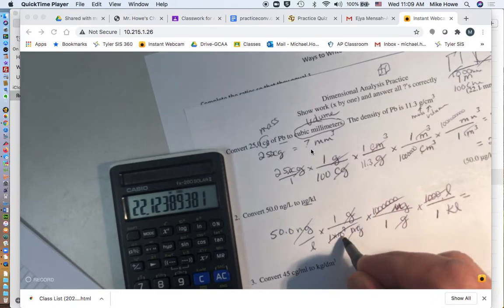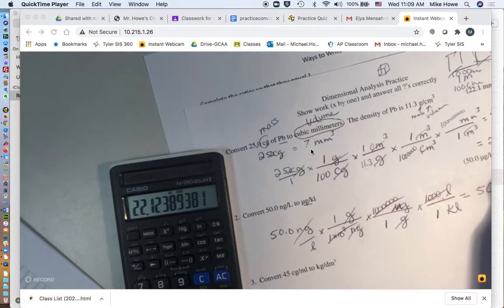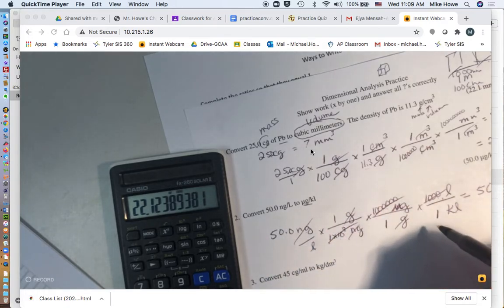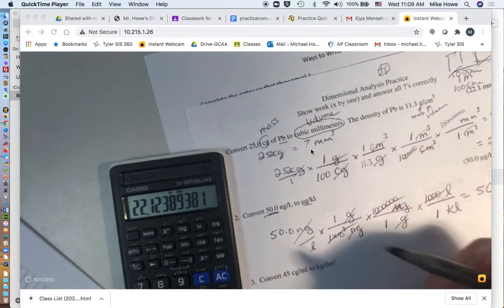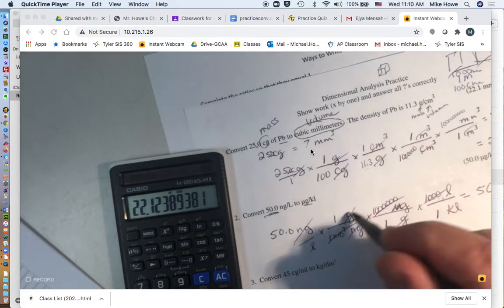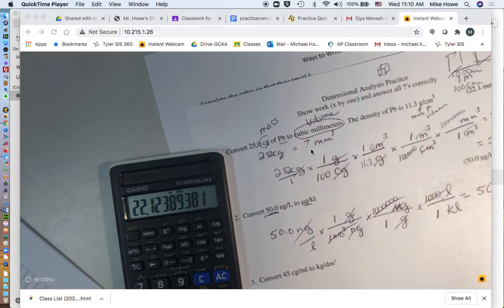A billion on the bottom, they're going to cancel, so our final answer is just going to be what we started with, but the unit will be different. It'll be 50.0 micrograms per kiloliter. Are these zeros important? Yes. The only limiting factor we have on sig figs is this measurement right here, which had 3 sig figs, so this answer needs to have 3 sig figs in it. These are definitions, so they have infinite sig figs. Our answer needs to have 3.